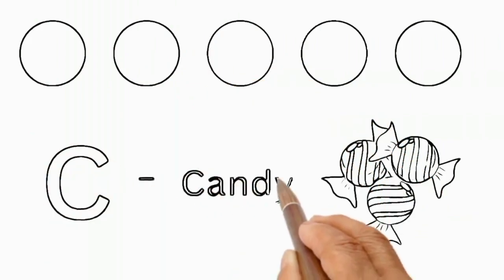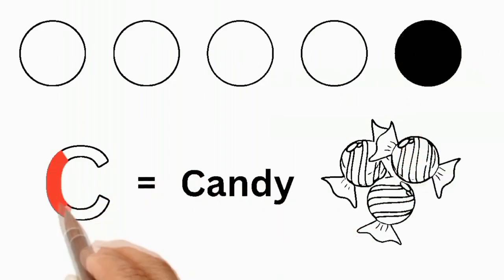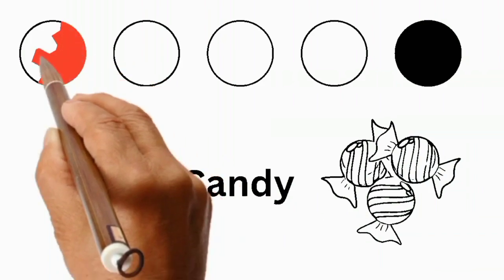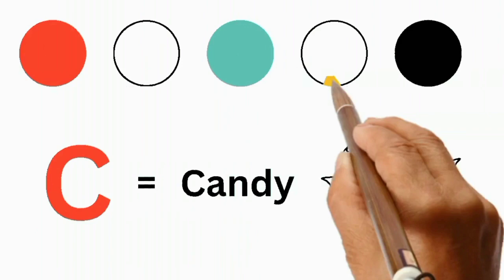C. C for candy. Candy. C, A, N, D, Y. Candy. C for candy.